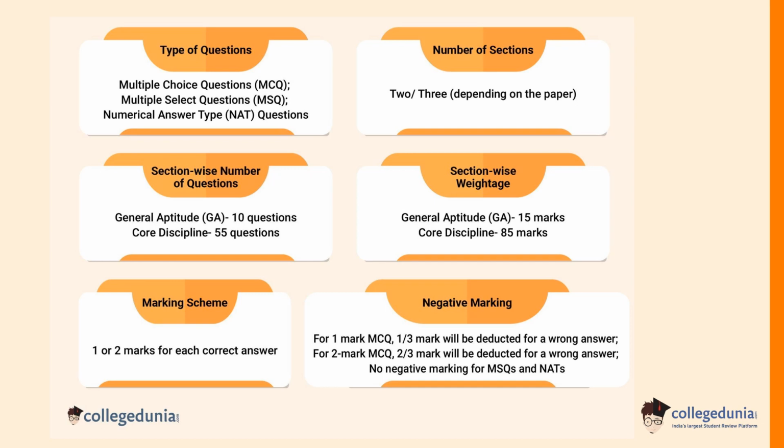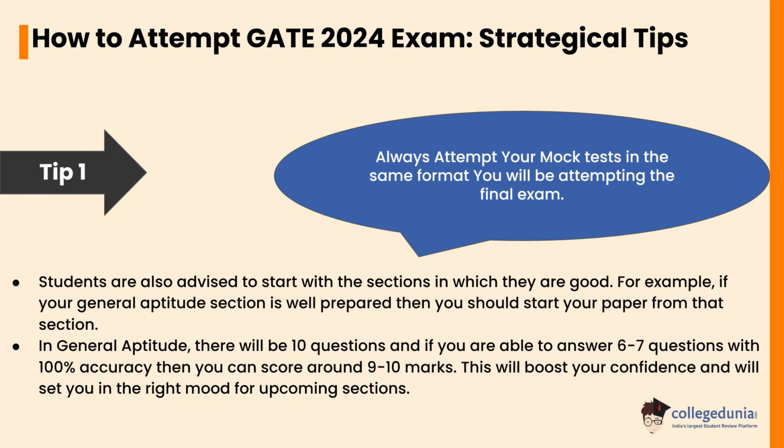Here are some strategic tips that will definitely help you attempt the paper with more accuracy and correctness. Tip 1. Always attempt your mock test in the same format you will be attempting in the final exam. Students are also advised to start with sections in which they are good. For example, if your general aptitude section is well prepared, then you should start your paper from that section.